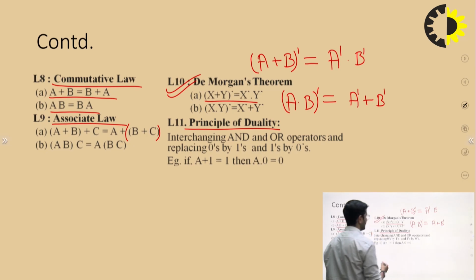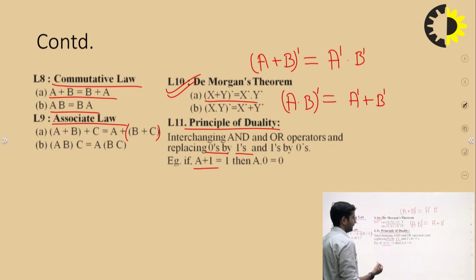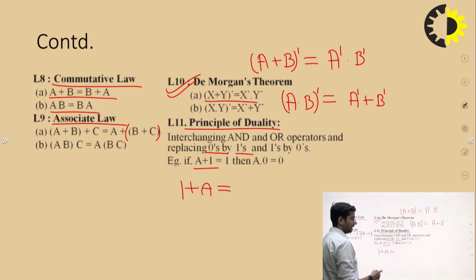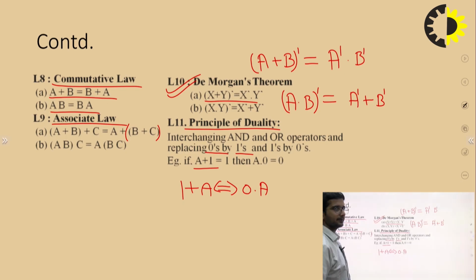Principle of duality. Duality is nothing but we have to just replace the zeros by ones and plus by multiplication. Like if we have some number like 1 plus a, so in duality we have to replace 1 by 0 and plus by multiplication sign. So this is nothing but a dual. 1 plus a dual is 0 into a.